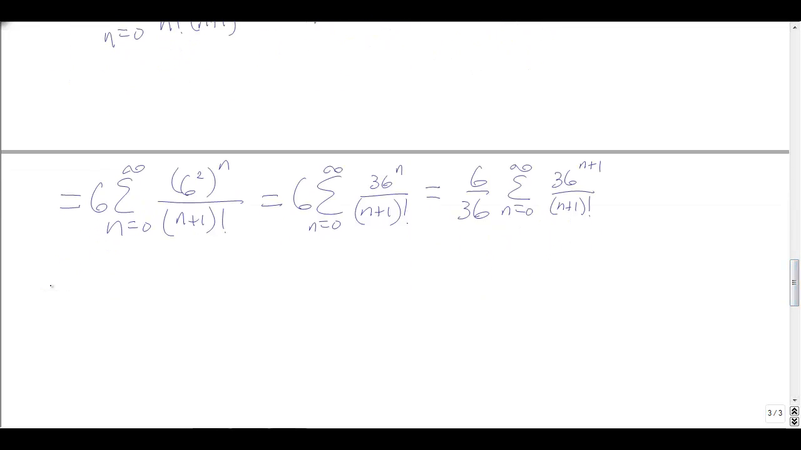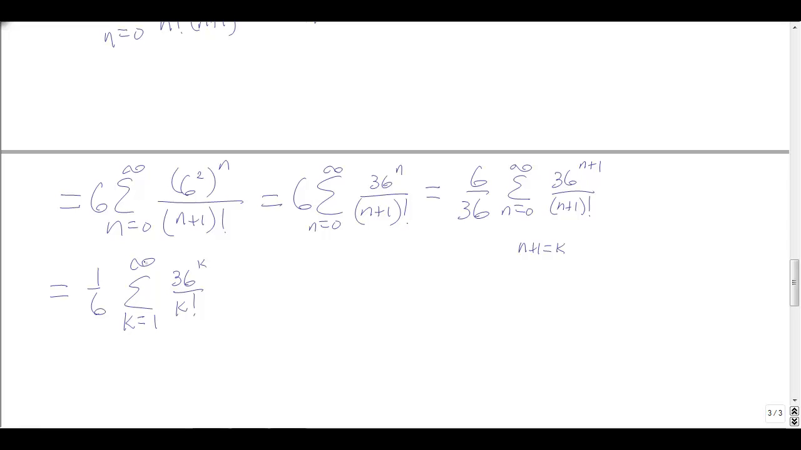One quick simplification, 6 over 36, this is 1/6. And again, the n plus 1's match, but I really want those to be n's. So I'm going to re-index here. Instead of n equals 0, let's make a substitution, and let n plus 1 equal k. Let's think about what happens to our series. Now we're going to switch to k's. K equals, well, when n is 0, 0 plus 1 is 1, so k is 1. When n is infinity, infinity plus 1 is really still infinity. And then I'm going to get a 36 to the k over k factorial.